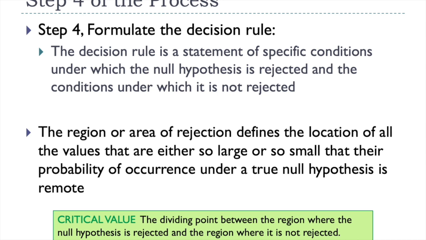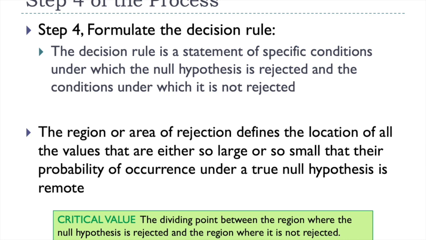And then we'll formulate what we call the decision rule: a statement of specific conditions where we do reject the null hypothesis and the conditions under which we fail to reject the null hypothesis. This is going to be a region under our curve, right? We're still working with that normal distribution that we've seen now in several chapters. And this is called the critical value: the dividing point between the region where the null hypothesis is rejected and the region where it is not rejected.